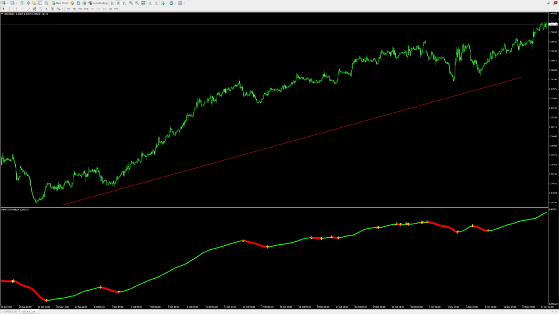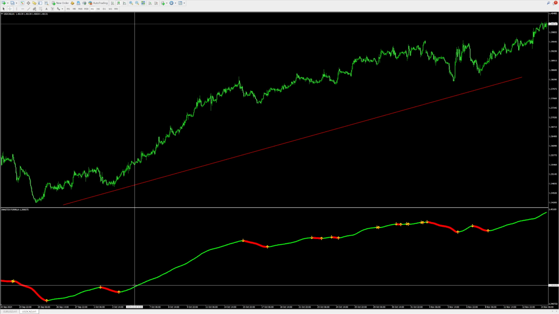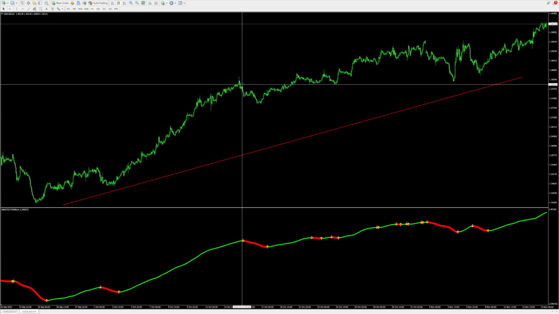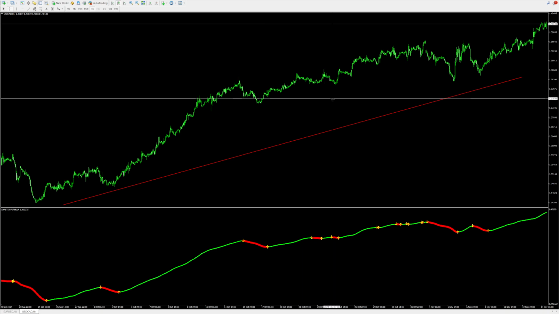Okay, and the Xmaster formula. So we'll go through the various aspects of what it can do. So first of all, it can show you the trend. When it's green like this, it indicates an uptrend. As you can see, Xmaster Formula Indicator is green here, price is moving upwards, and when it's red here, price is moving downwards. Green up, red down.